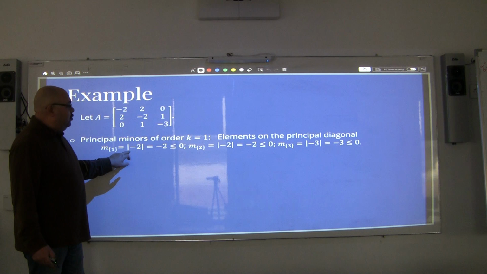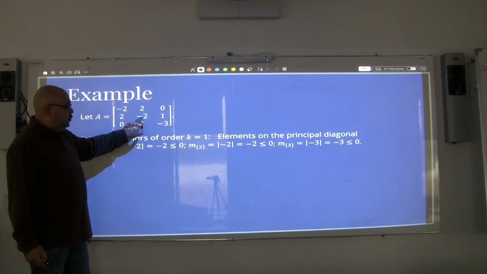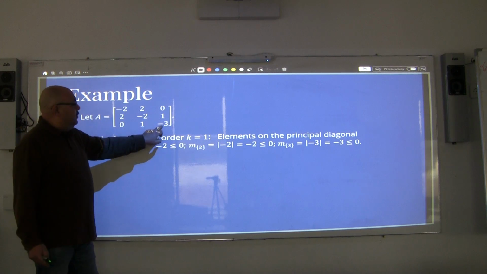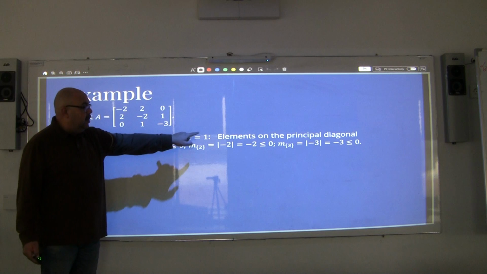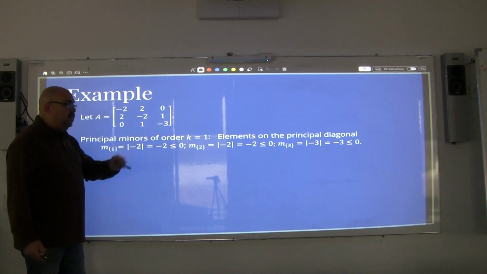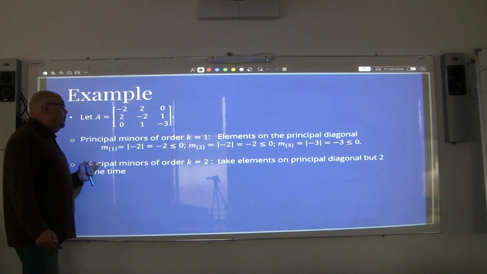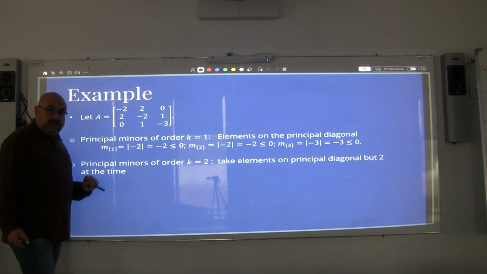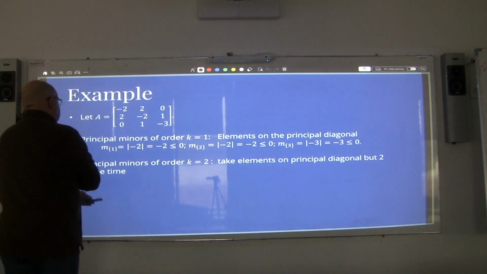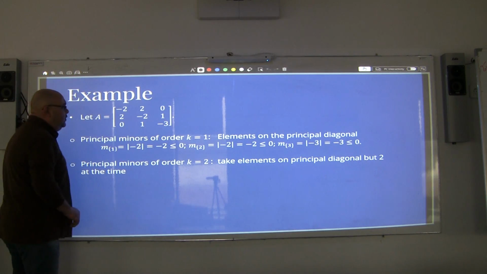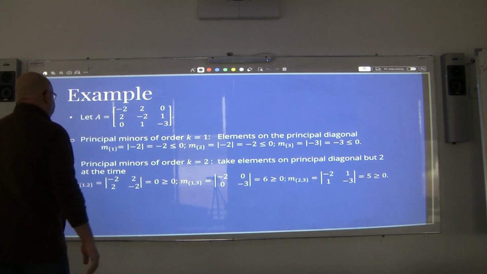So that's minor number 1, -2, minor number 2, which is -2, and minor number 3, for K equal to 1, is -3. All of them are less than or equal to 0. The second step is getting the principal minors of order K equal to 2, and this is very important to remark. I will start, in order to get this, with rows 1 and 2.